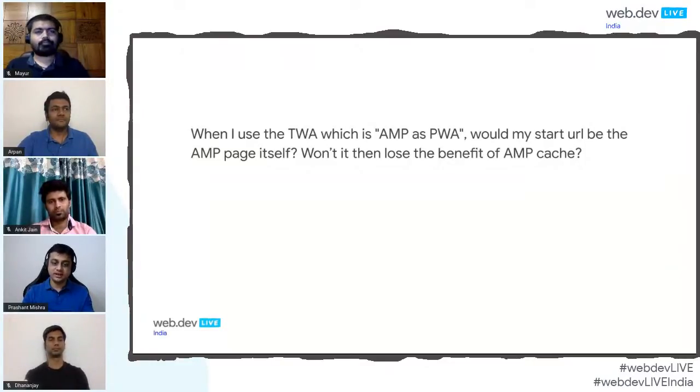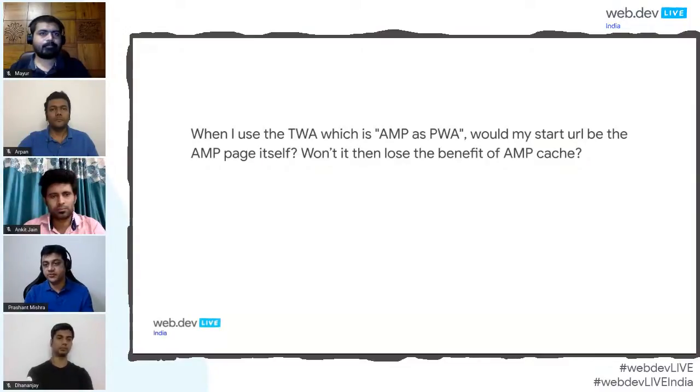Yeah, so the start URL will be the AMP page itself. And as it is being served from the origin, we will definitely lose the benefit of AMP cache. But there are two things. Firstly, the page can be served from a CDN, basically a CDN which is proxying the original domain. So essentially it will be served from a place closer to the user's network, and hence it should be close to the performance that you would receive on an AMP cache.